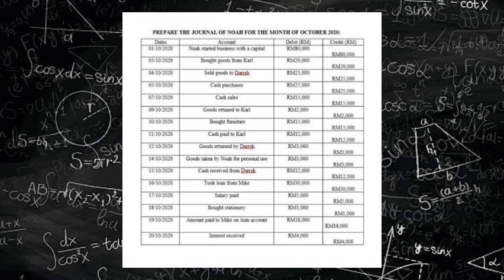On 18 October, Noah bought stationery for 1,000 ringgit Malaysia. On 19 October, Noah paid Mike for his loan, 1,000 ringgit Malaysia. The last day is 20 October, Noah received interest of 4,000 ringgit Malaysia.